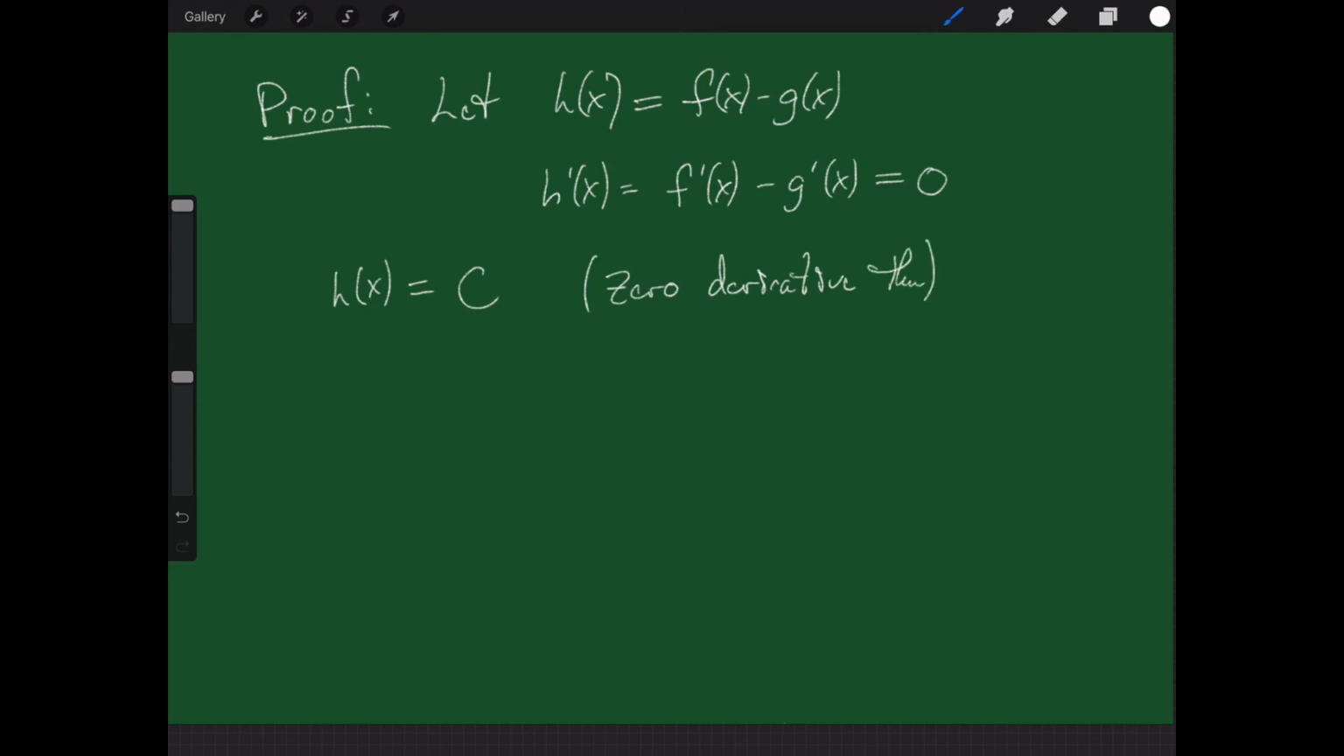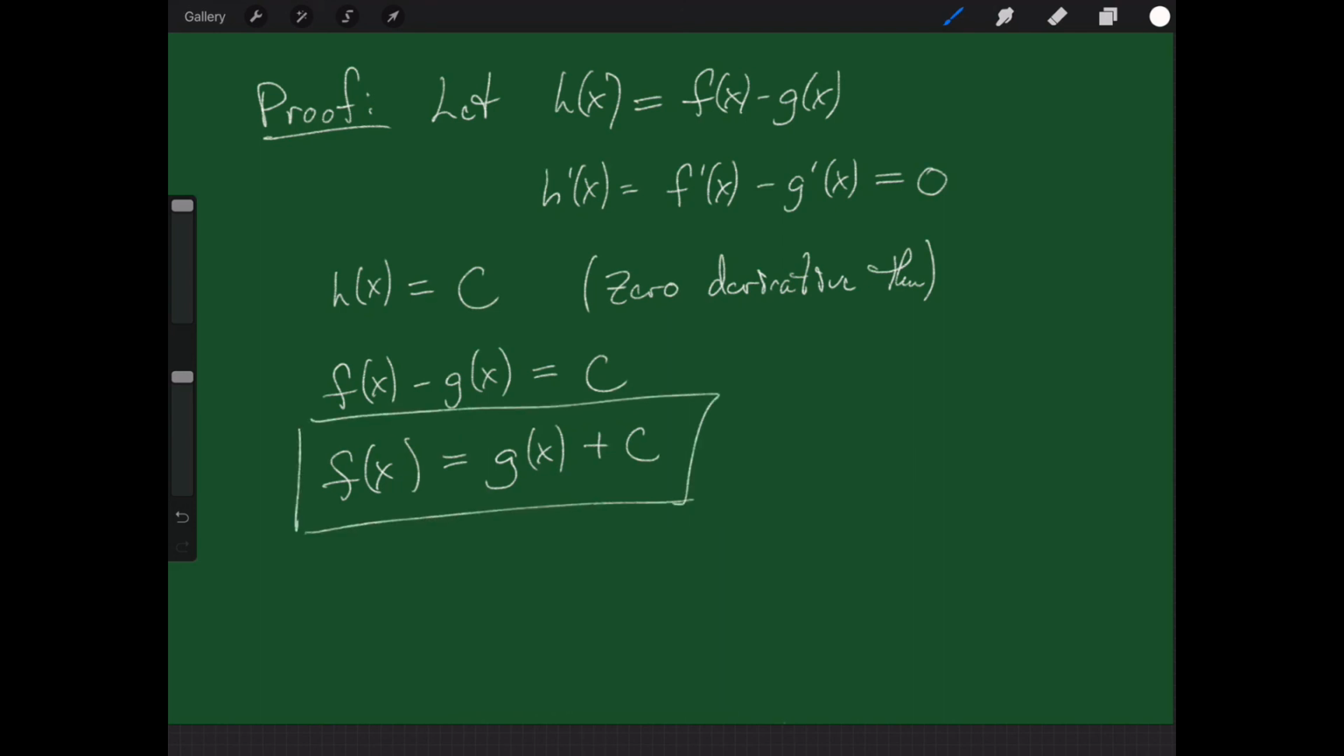Okay, so we have that h of x is equal to c. What was h of x? Well, h of x was f of x minus g of x. And we know now that that's equal to c. And if I just rewrite that a little bit, I get that f of x is equal to g of x plus that constant c. And that's exactly what I wanted to show, is that the function f of x was just equal to g of x, possibly plus some constant.